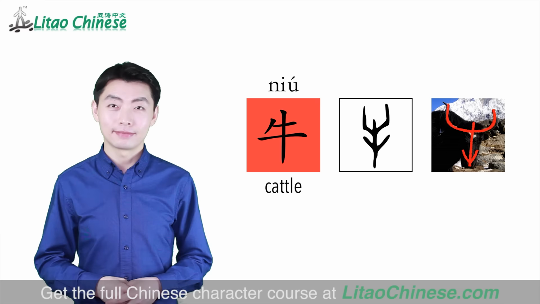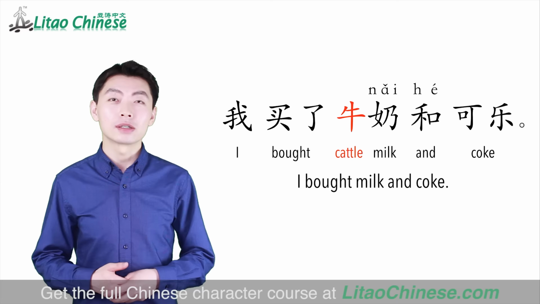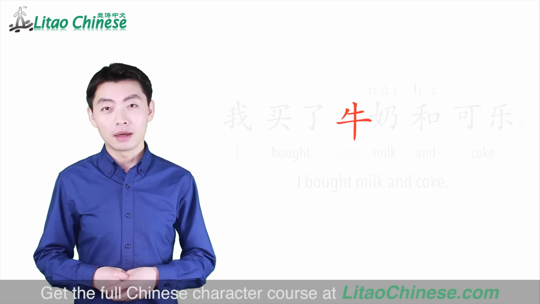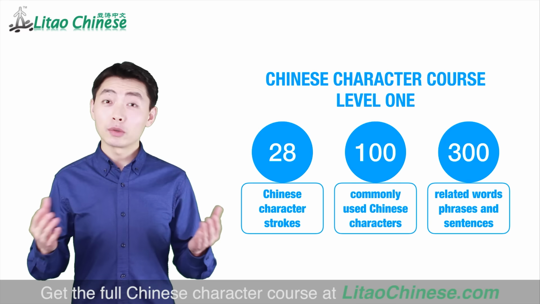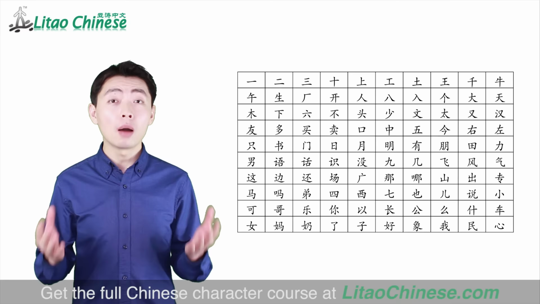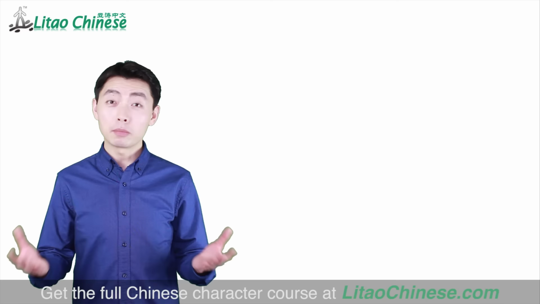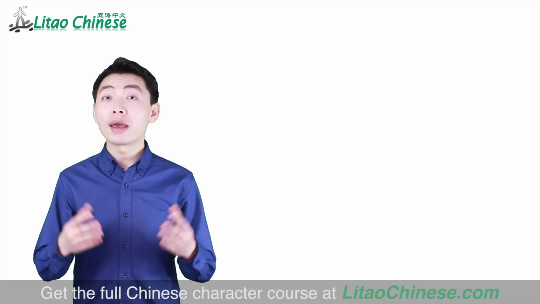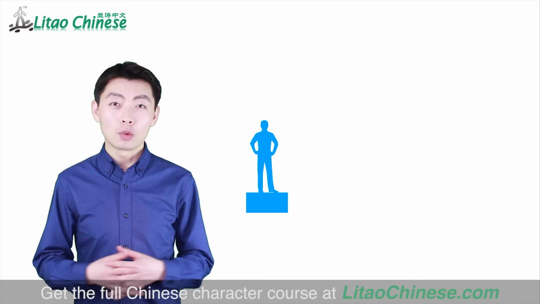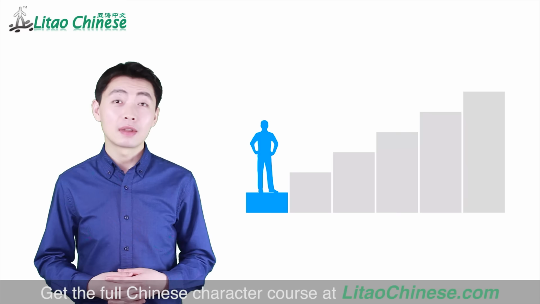Then we practice the character in the words, phrases, or sentences to get a better understanding of the character in context. Lastly, I show you how to write the character stroke by stroke. After working through this first level course, you will be able to master not only some commonly used Chinese characters and related vocabularies, but also the basic knowledge of Chinese characters. More importantly, with our clear and systematic instructions, you can establish a cognitive construct for Chinese characters, which will make your future learning much easier and more efficient. I believe you will enjoy this Chinese character course.